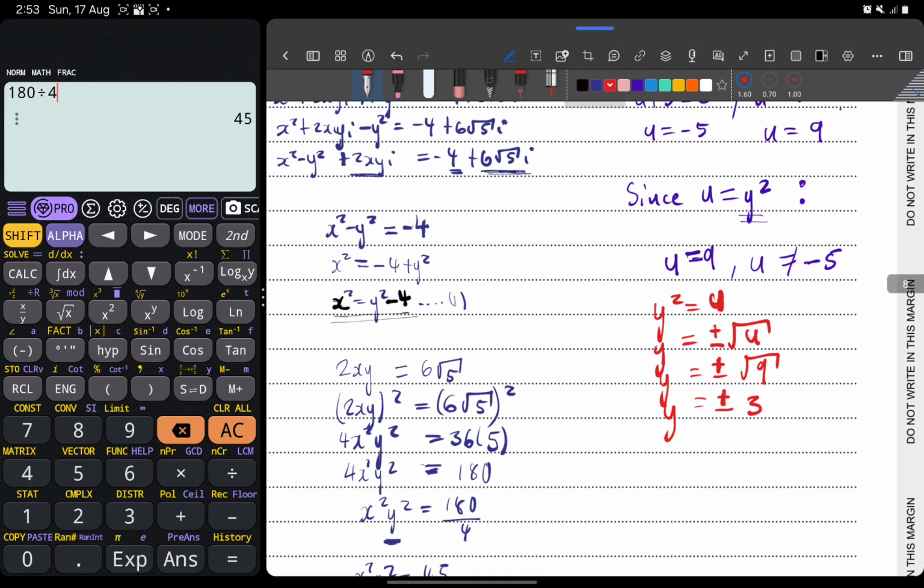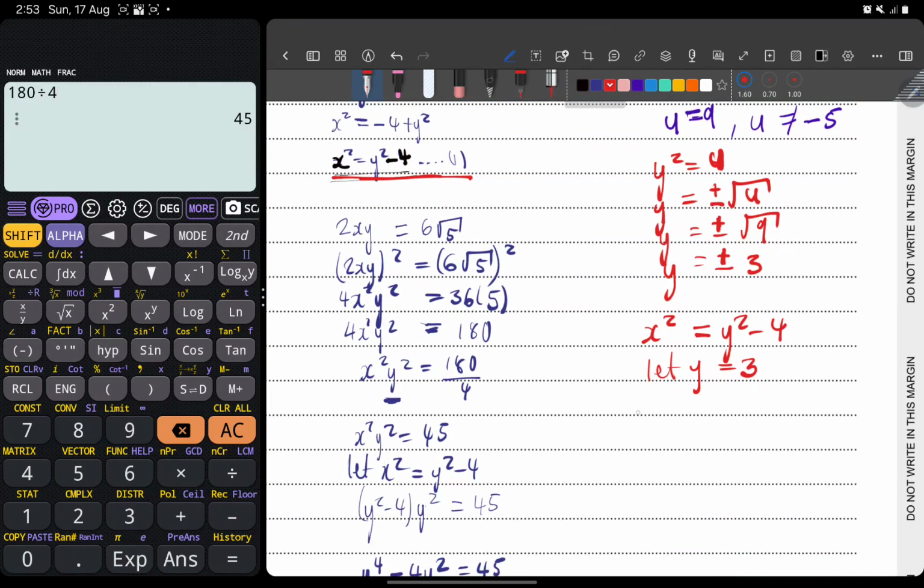Now let's go to x. What did we say? We said x squared. You go back to equation number 1, which you had made x squared the subject. x squared is equal to y squared minus 4. Now you're going to say let y be equal to positive 3, because y can be positive 3 or negative 3. You now have x squared equal to 3 squared minus 4, which means x squared is equal to 9 minus 4, which means that x squared is equal to 4, which means x is equal to plus or minus the square root of 4. Oh, it's 9 minus 4, sorry. So this makes it 5.